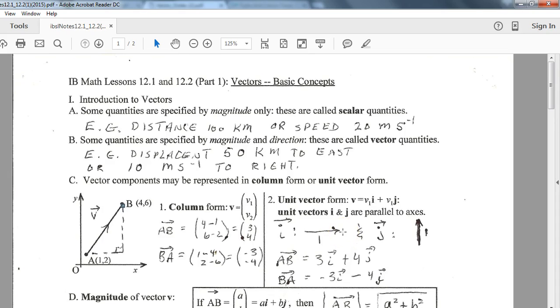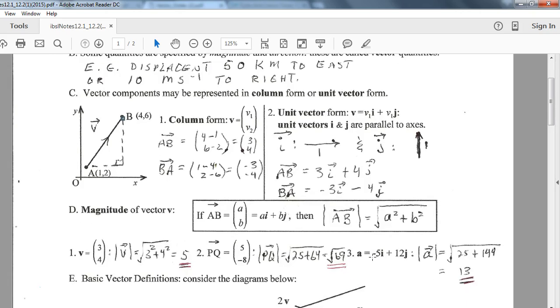Instead of column form, they can be written with an i and a j, where i represents the horizontal component, and j represents the vertical component. You're seeing those right here for i and j. This is just another way that we can write those. Like i is the horizontal, representing the x-axis direction, and j would be the vertical component, or the y-axis. That's just another format that you could write it if you wanted to do it that way.